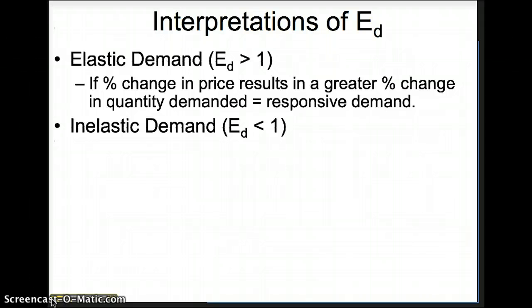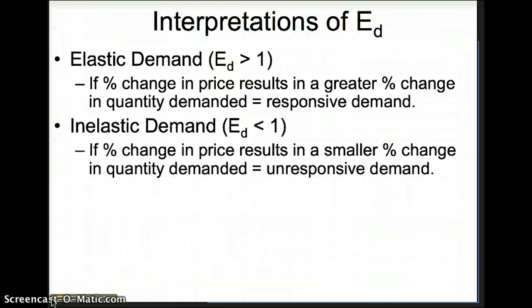Inelastic demand will occur when the coefficient ED is less than 1. This means that the percentage change in price resulted in a smaller percentage change in quantity demanded. An example would be a 5% change in price caused consumers to change quantity demanded by 2%. Therefore, consumers are relatively unresponsive to price changes.